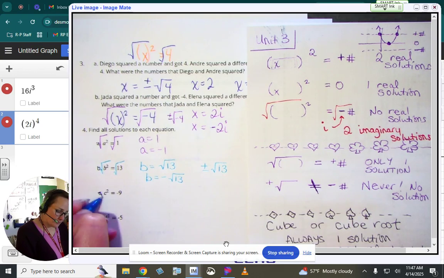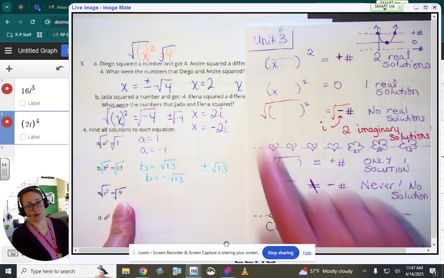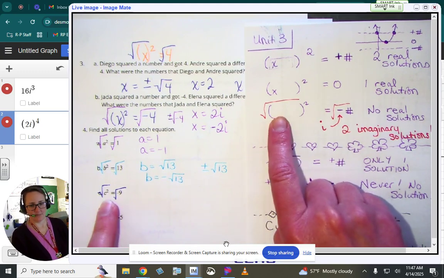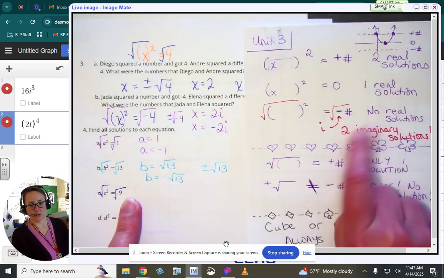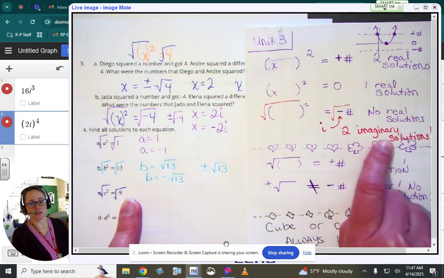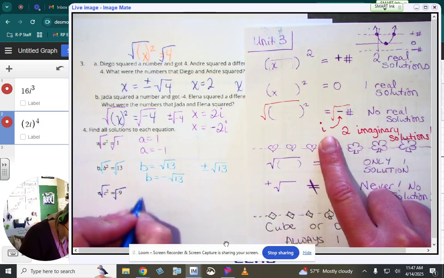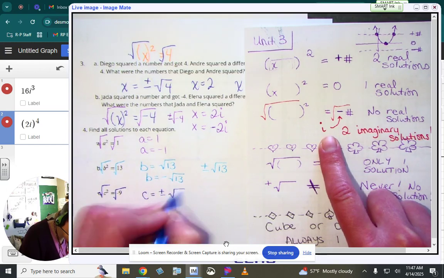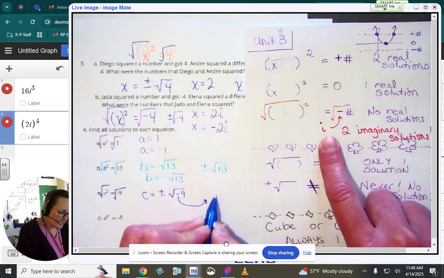When I square root a negative, that's where the imaginary numbers come up. If we start with something squared equaling a negative number, there's no real solutions, but there are 2 imaginary solutions. We're going to have i in these answers. So C is going to equal the positive or negative square root of -9. That negative tells me there's going to be an i involved.